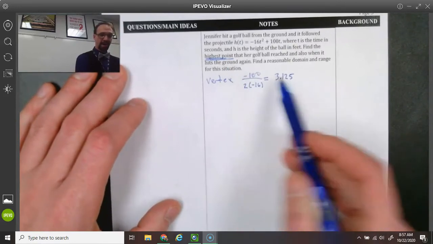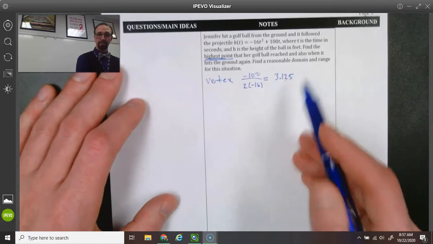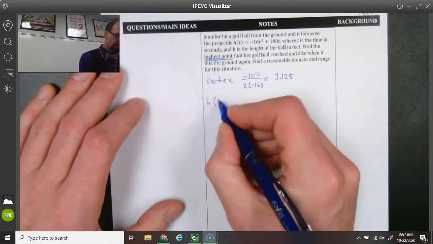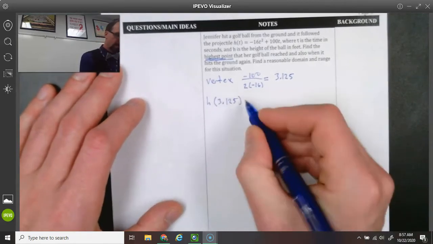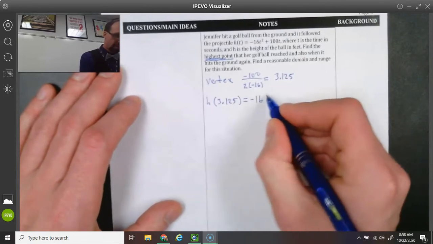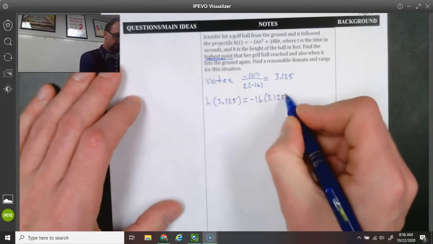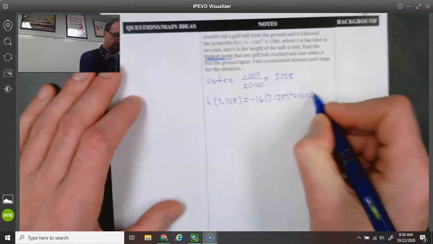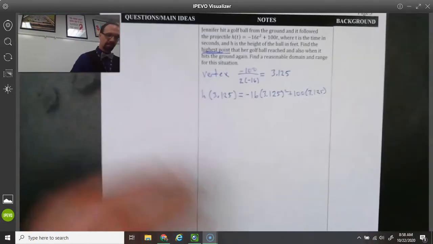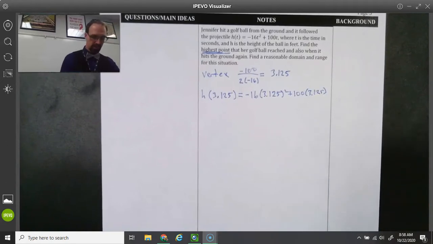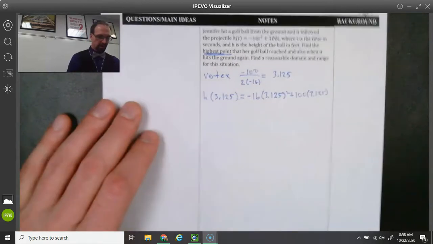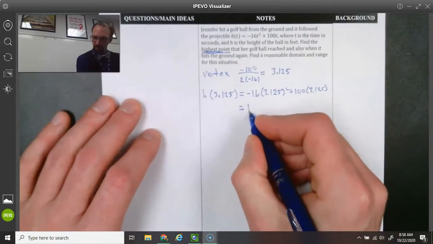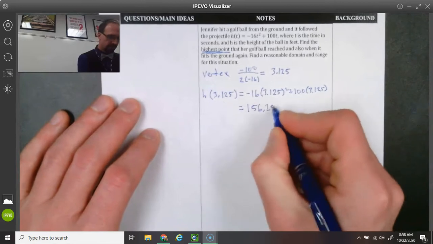So we want to find the highest point. We need to plug in 3.125 into our equation to find the actual highest point. So negative 16 times 3.125 quantity squared plus 100 times 3.125. So that's going to be 156.25 feet.